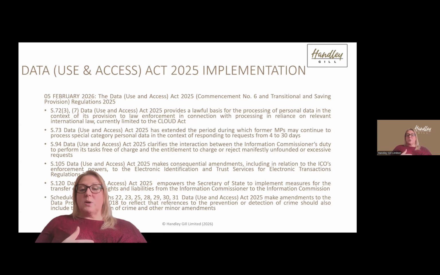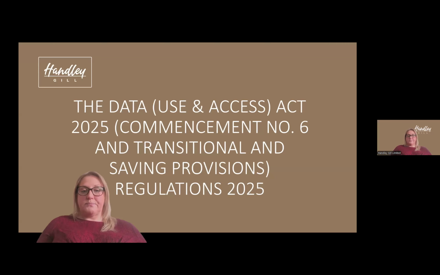Section 105 makes consequential amendments, including in relation to the ICO's enforcement powers, to the Electronic Identification and Trust Services for Electronic Transactions Regulations 2016. Section 120 empowers the Secretary of State to implement measures for the transfer of property, rights and liabilities from the Information Commissioner to the Information Commission. And Schedule 11, various paragraphs of that make amendments to the Data Protection Act 2018, pretty much to reflect that references to the prevention or detection of crime should also include the investigation of crime, and other minor amendments.